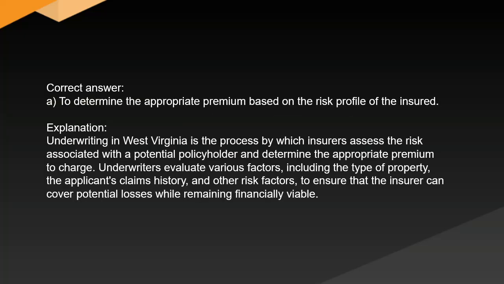Correct answer. A. To determine the appropriate premium based on the risk profile of the insured. Explanation. Underwriting in West Virginia is the process by which insurers assess the risk associated with a potential policyholder and determine the appropriate premium to charge. Underwriters evaluate various factors, including the type of property, the applicant's claims history, and other risk factors to ensure that the insurer can cover potential losses while remaining financially viable.